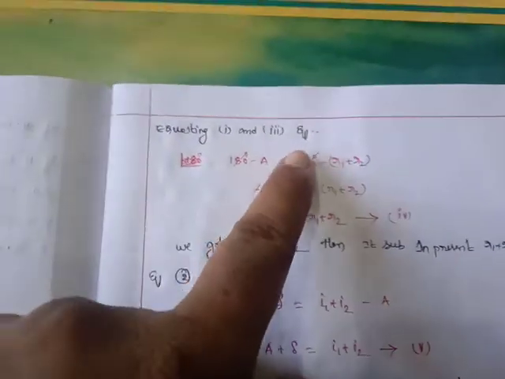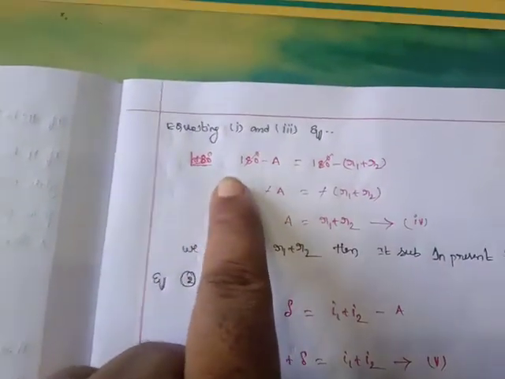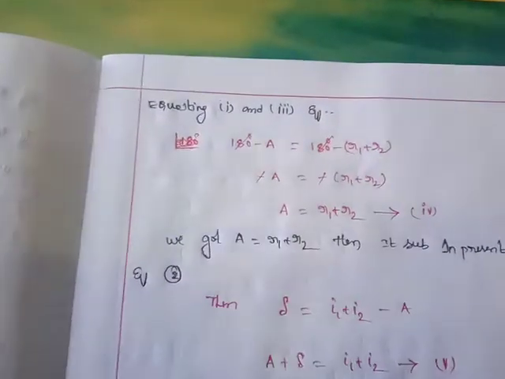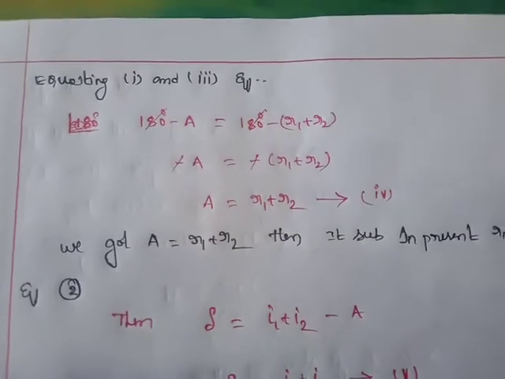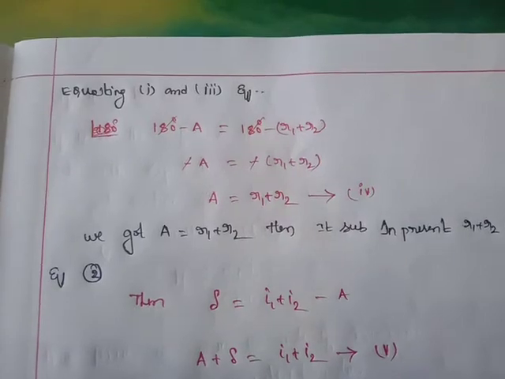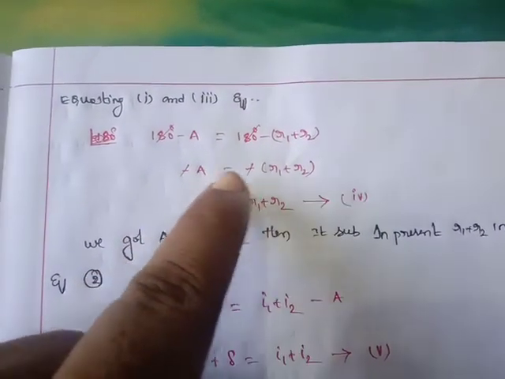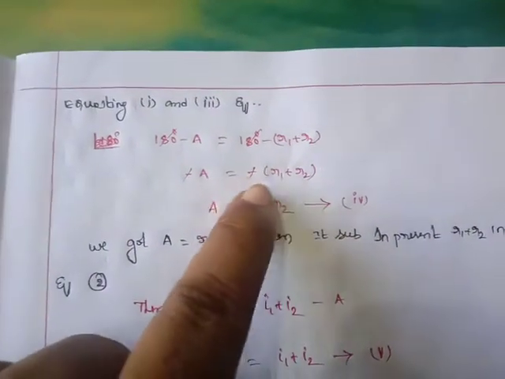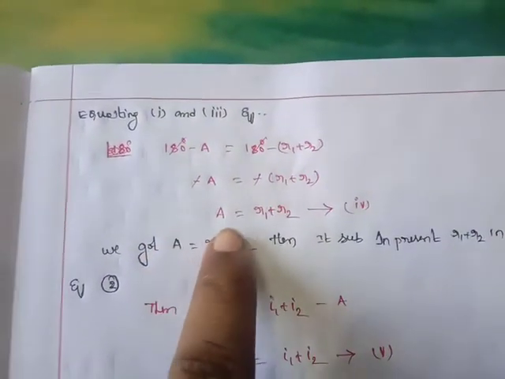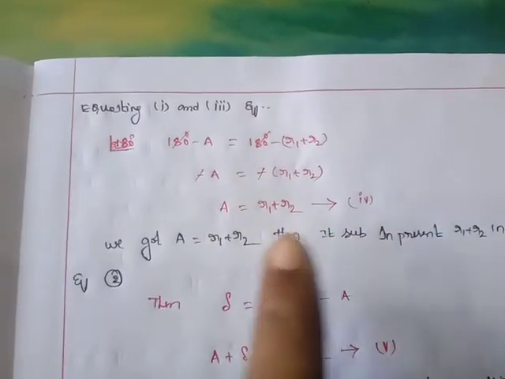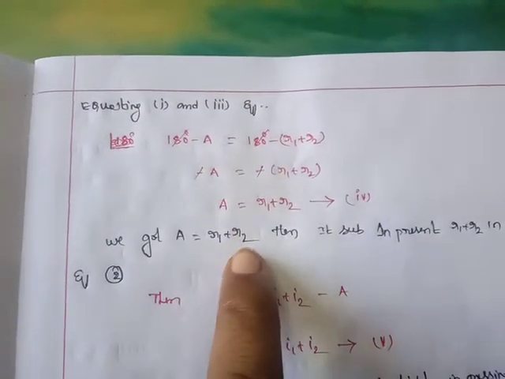Now, equating equations 1 and 3, we get 180 degrees minus A is equal to 180 degrees minus of R1 plus R2. Therefore, here 180 degrees and 180 degrees cancel. Then minus A is equal to minus of R1 plus R2. Then the minus signs cancel. Therefore, A is equal to R1 plus R2. This is equation 4.